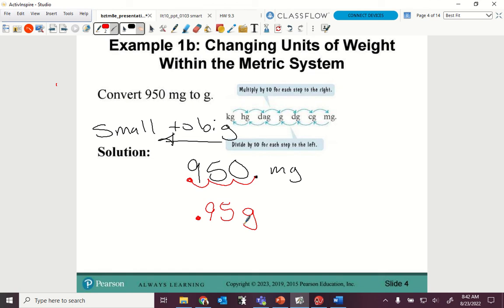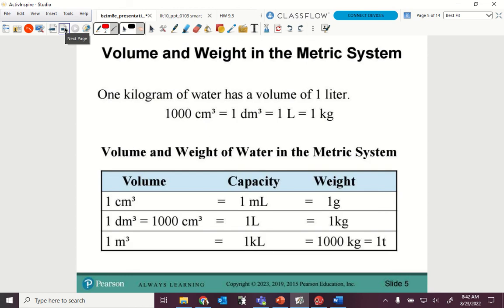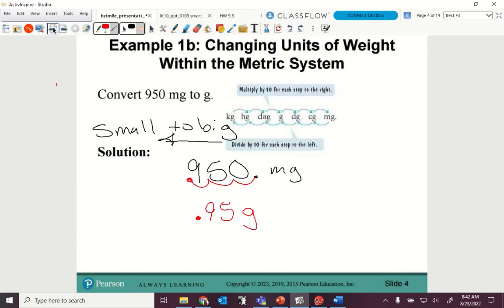Metric is everything base 10, and our number system is all base 10. So to multiply or divide, all you have to do is move the decimal one way or the other. So if I start at small and I'm going to big, I move my decimal point to the left. What if I'm going from big to small? What do you think is going to happen? Yeah, move the decimal to the right. Okay, so let's write that down right here. Big to small.